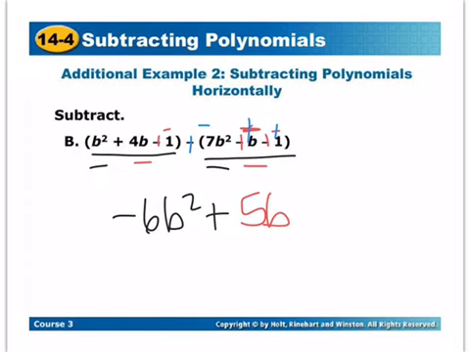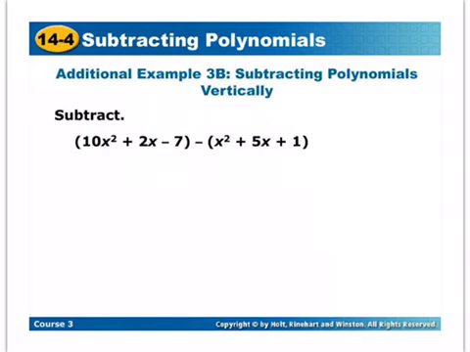And then we look at the 1s. I've got a negative 1 and a positive 1. They cancel each other out. So we're left with just negative 6b squared plus 5b. And those are b's, even though they kind of look like 6's. So let's try one more, and then we'll end the lesson. If I could get you to do this one by yourself, pause the video and answer this question.